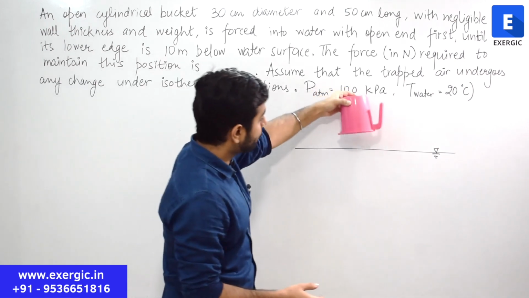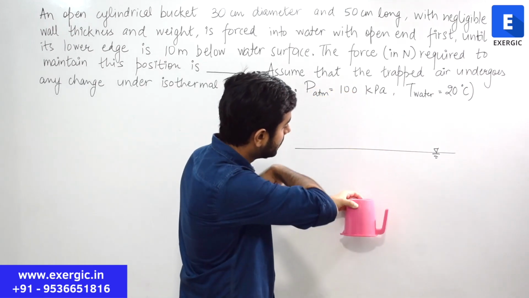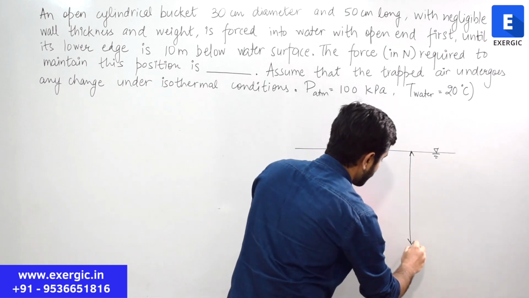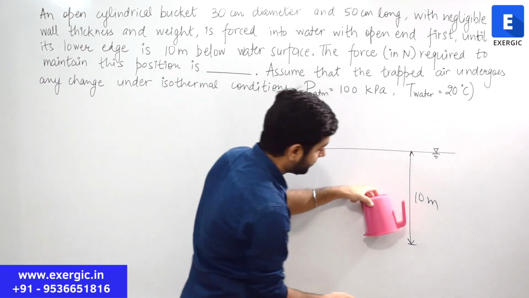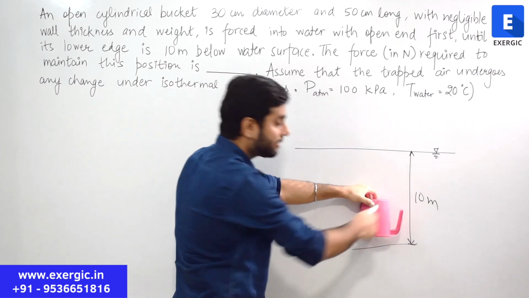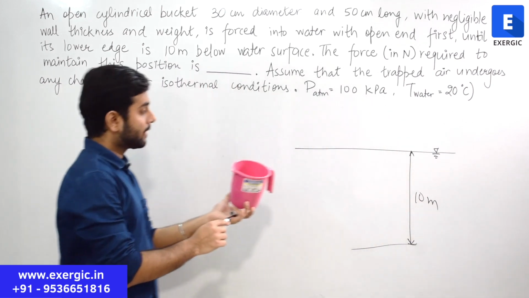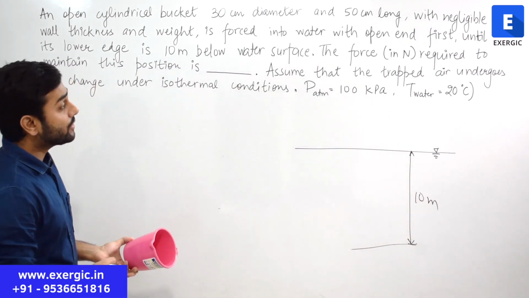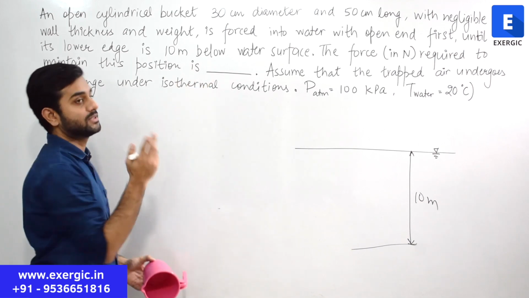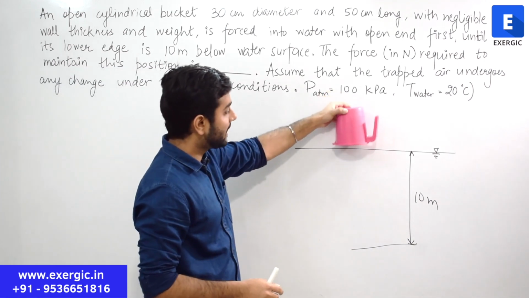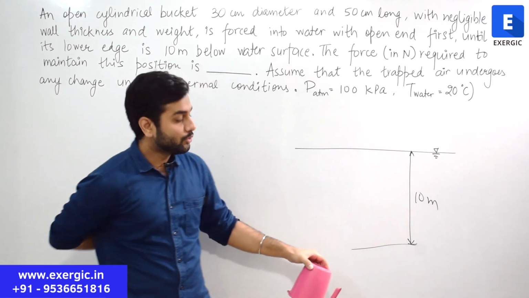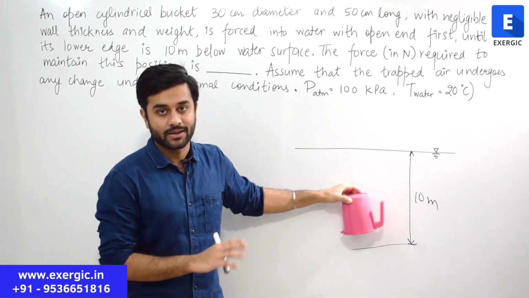So you keep on pushing down and down until its lower edge is 10 meter deep. This is the lower edge, and this is 10 meter deep. The force required to maintain this position is how much? You have to push it like this, and then you have to tell how much force you need to apply to maintain it in this position.